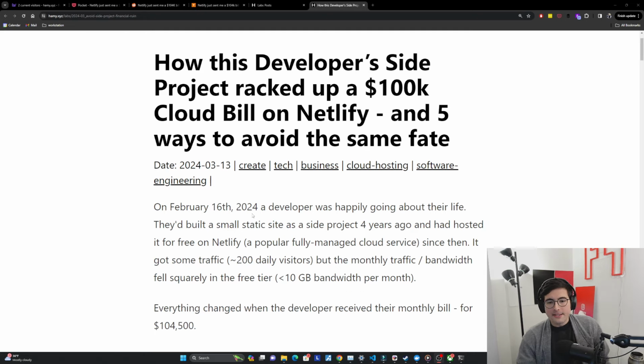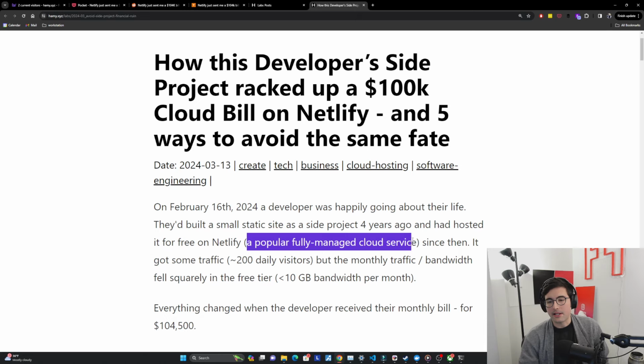So on February 16th of 2024, a developer was happily going about their life. They built a small static site as a side project 4 years ago and had hosted it for free on Netlify since then. Netlify is a pretty popular, fully managed cloud service, one of those newer, shiny serverless ones, which we'll get into later.